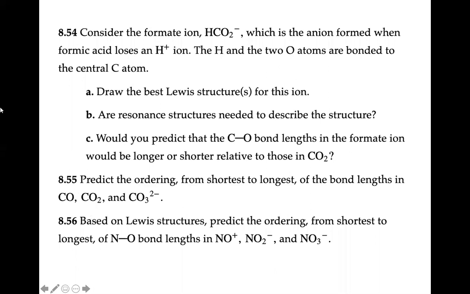You're going to have to draw the Lewis structures, determine the bond order, account for resonance if you need to, and we know there's resonance in carbonate. This last one right here, another really typical question. Based on the Lewis structures, predict the ordering from shortest to longest in these.